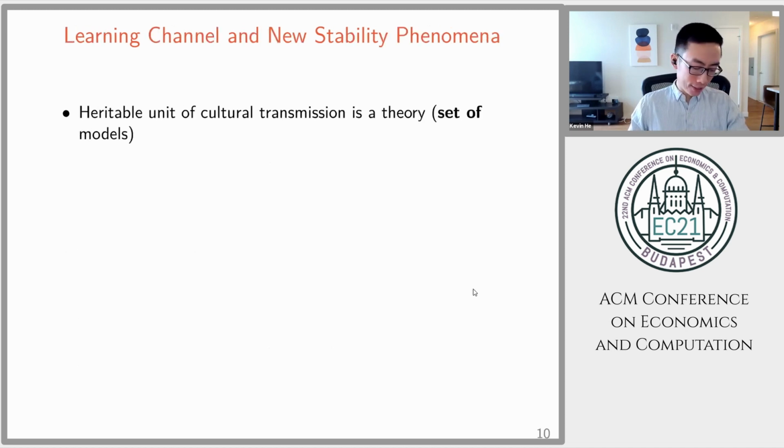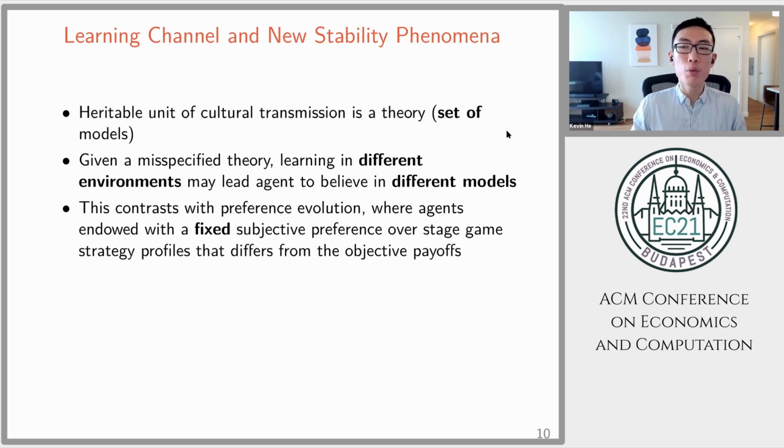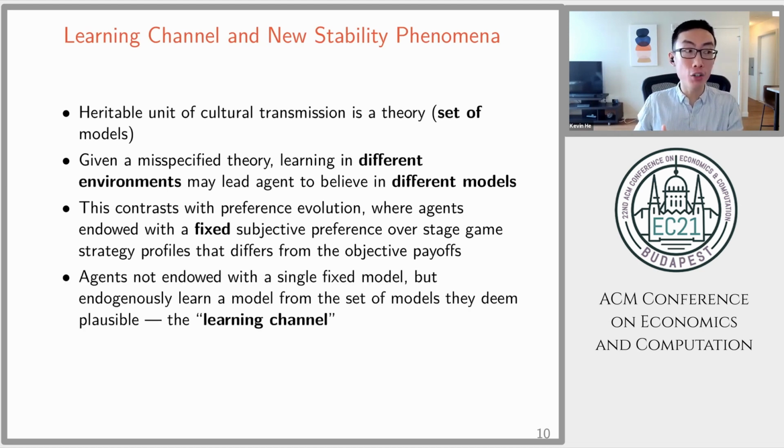Now, I want to zoom out from this example for a moment and highlight something important about our framework. In this framework, the heritable unit of cultural transmission is a theory, which is a set of models, not a single model. Which means that given a misspecified theory, learning in different environments may lead the agent to believe in different models. This contrasts with the case of preference evolution, where agents are endowed with a fixed subjective preference over stage game strategy profiles that may differ from the objective payoffs. The fact that agents are not endowed with a single fixed model, but rather endogenously learn a model from the set of models that they deem plausible, that's what we call the learning channel.